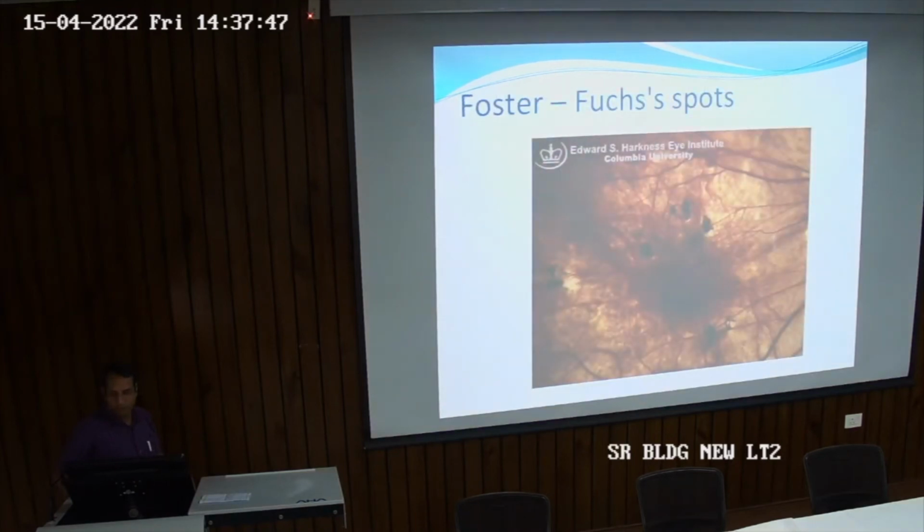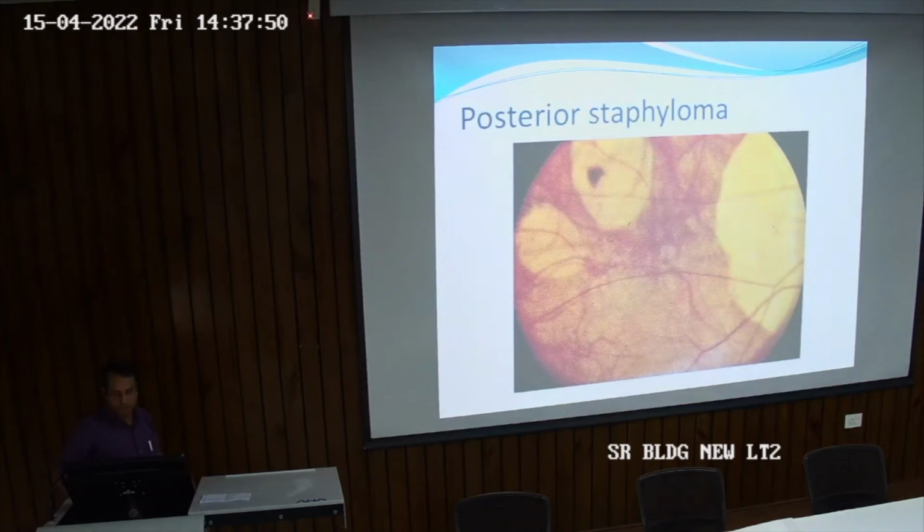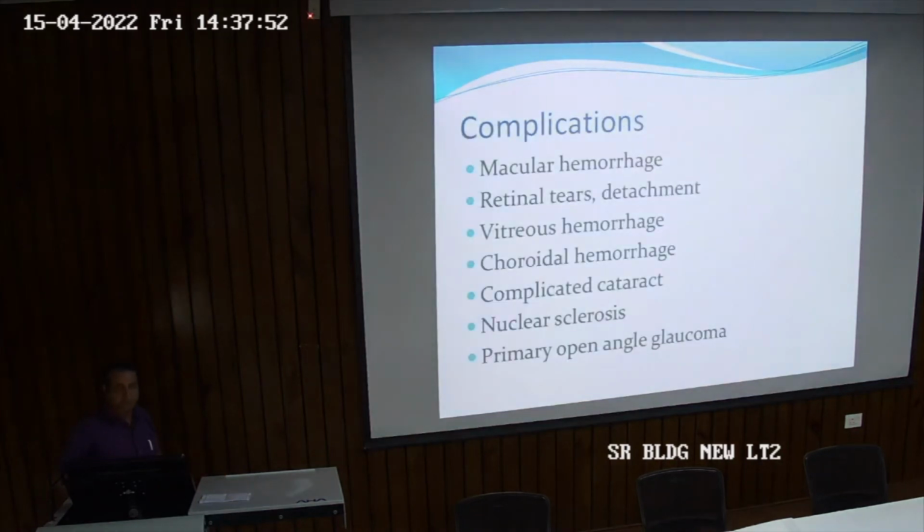Foster-Fuchs spots and posterior staphyloma may be seen in cases of pathological myopia at the level of the retina. Complications in high myopia or pathological myopia are macular hemorrhages, retinal tears or detachment which are more common, vitreous hemorrhages, choroidal hemorrhage, complicated cataract, nuclear sclerosis and primary open angle glaucoma.